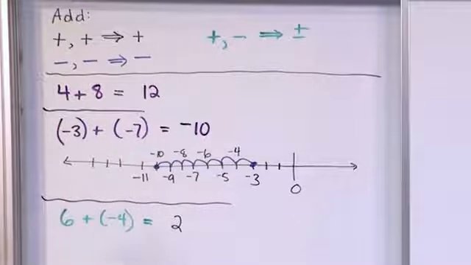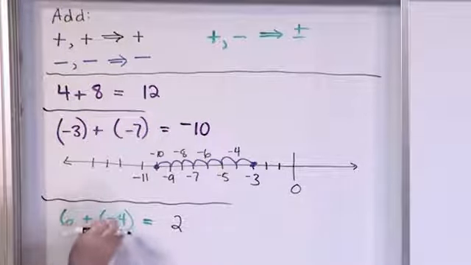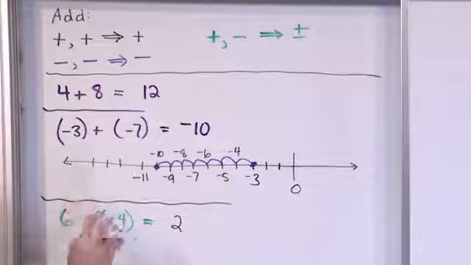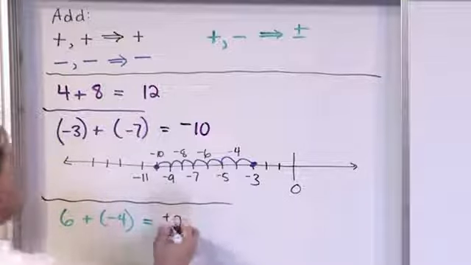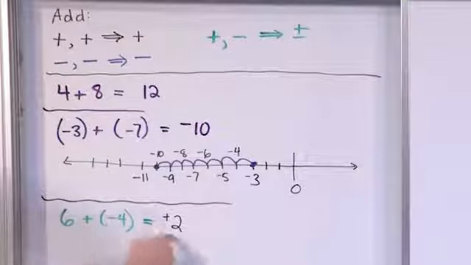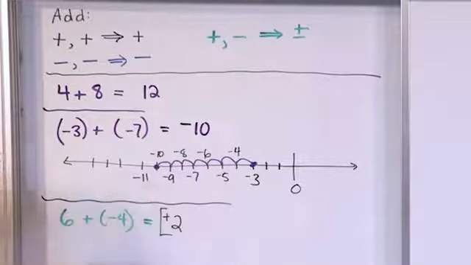Now to get the actual sign, I told you it could be plus or minus. To get the sign, all you do is you look at the two numbers you were dealing with and you figure out which one's larger in terms of absolute value. Well, I have a 6 here and I have a negative 4 here. So the larger number, as far as absolute value goes, is 6. This one, and this one's positive. And the answer basically takes the same sign as the larger number, the larger absolute value number. So the answer is positive 2.